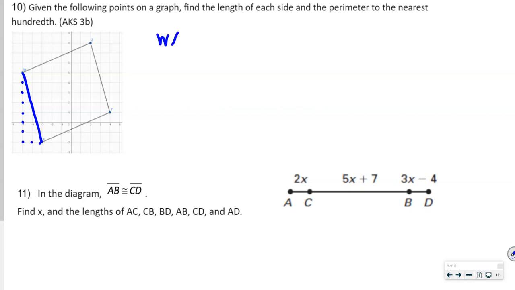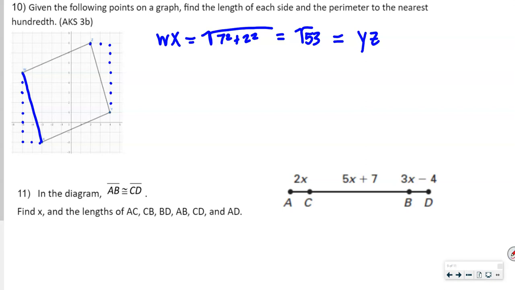So with WX, we are going to say 7 squared plus 2 squared, right? So that's going to be 49 plus 4, so that's 53. And notice that on the opposite side, let's see if it's the same. 1, 2, 3, 4, 5, 6, 7. 1, 2 over, right? So these are the same. So WX and YZ are the same, okay?